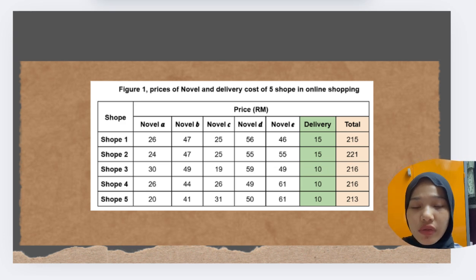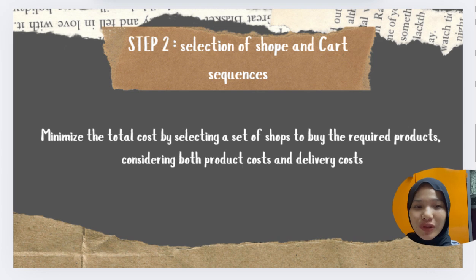So here you just see the list of 5 shops you found in online shopping, with which novel you want to purchase. Here we can compare which store sells a novel at the cheaper price, and you can minimize your cost also. Step 2. Selection of shop and cart sequences. Try to minimize the total cost by selecting a set of shops to buy the required products. Considering two things: the product cost and delivery cost.